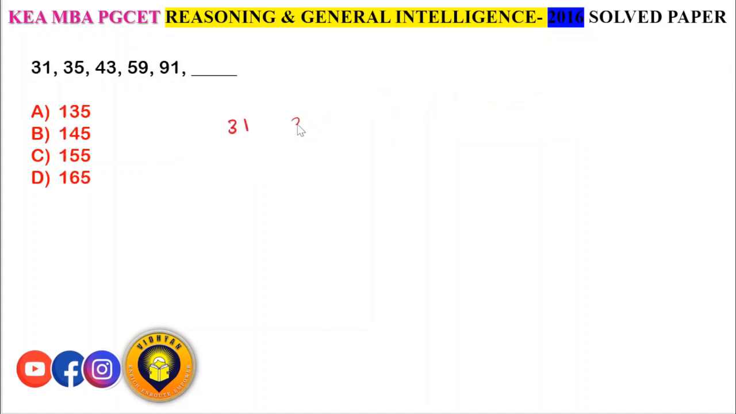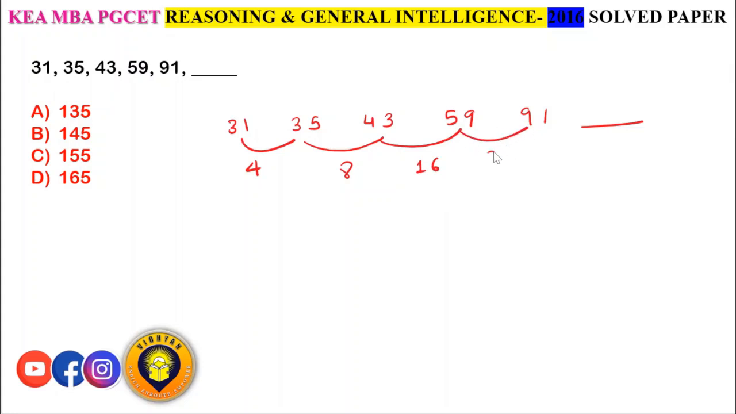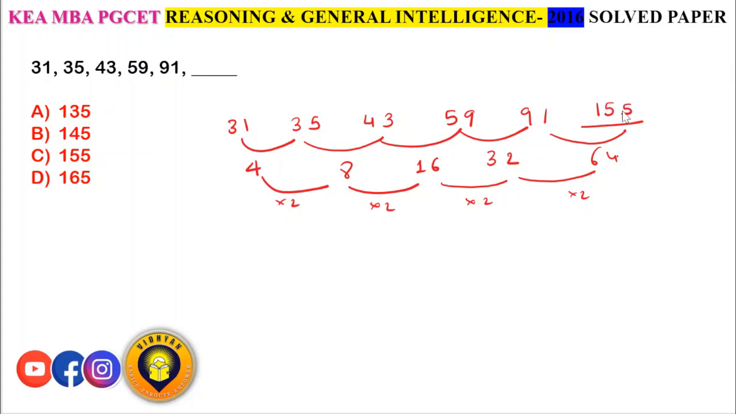31, 35, 43, 59, 91. Here you cannot see any multiples, but the numbers are very close to each other. Therefore you can take the differences. Here the difference is 4, here 8, here 16, here 32. It is very clear that it doubles: 4 times 2 is 8, 8 times 2 is 16, 16 times 2 is 32. Therefore 32 times 2 is 64. The next difference is 64, so 91 plus 64, which is 155, is the answer.